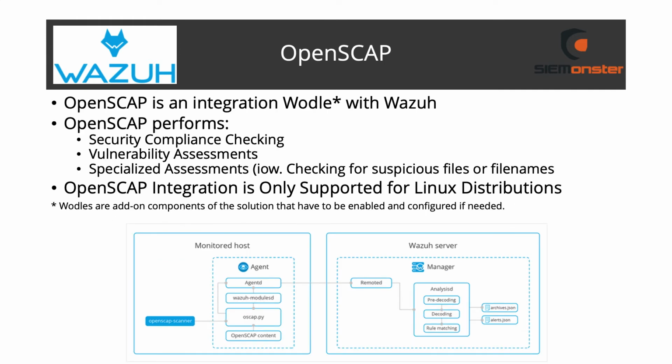OpenSCAP is an integration module with Wazuh. It performs security compliance checking, vulnerability assessments, and specialized assessments. In other words, checking for suspicious files or file names. OpenSCAP integration is only supported for Linux distributions. You would have to install the OpenSCAP scanner on the monitored host for this module to function, and you will also have to edit ossec.conf, which is the centralized configuration file on all Wazuh entities. It doesn't matter if it's the manager or the client that's being monitored, and you will have to enable it there as well for this to function.